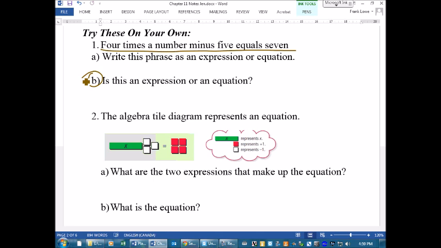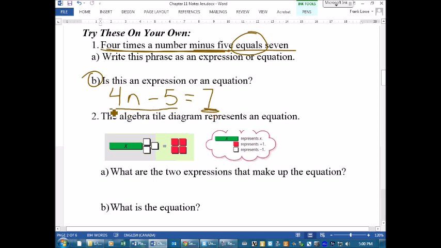It is an equation, and it's an equation because we have the word equals right in there. So 4 times a number, we don't know what the number is. We have 4 times some number. I'm putting n, it could be x, could be p, could be whatever, right? So 4 times a number minus 5. So we subtract 5 equals 7. There you have it. 4 times a number minus 5 equals 7. Okay, that's how that rolls. So remember, over here, 7, that's an expression all by itself. 4n minus 5 is also an expression all by itself.